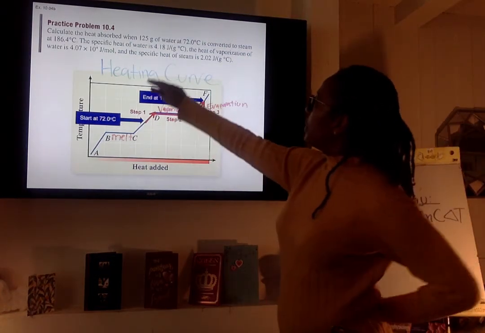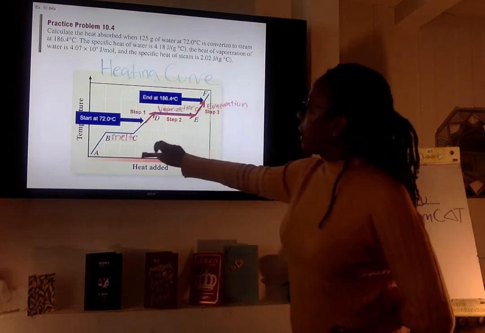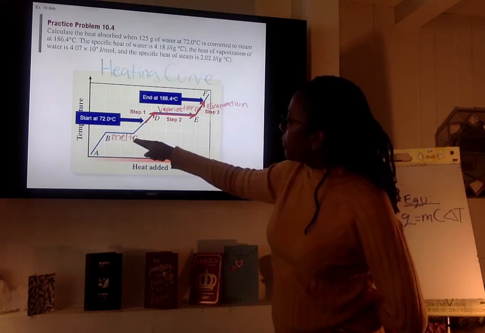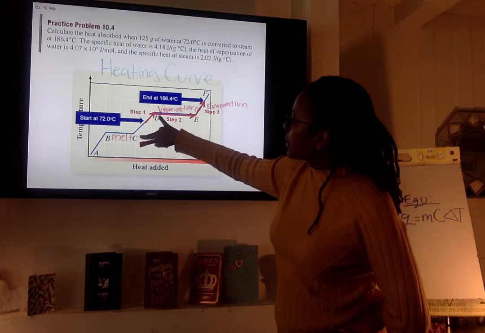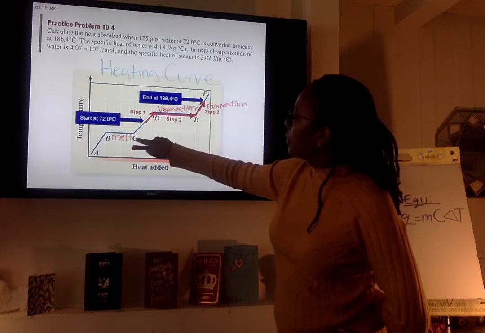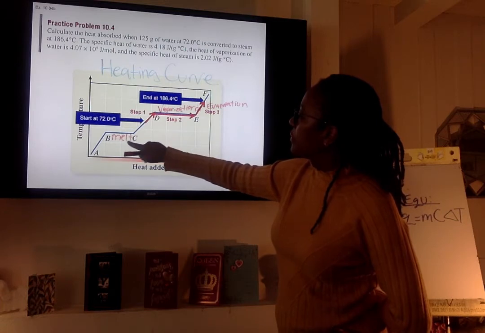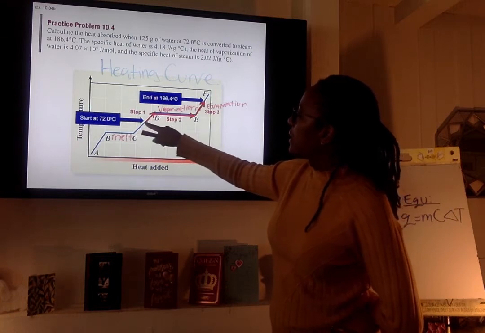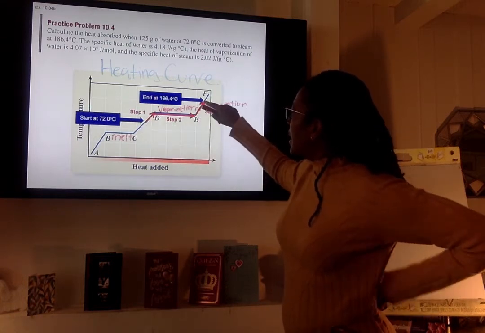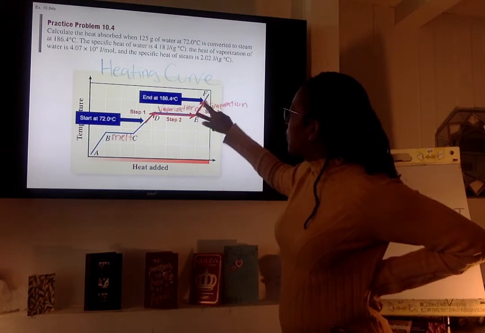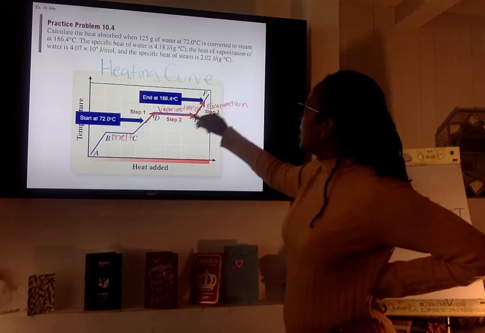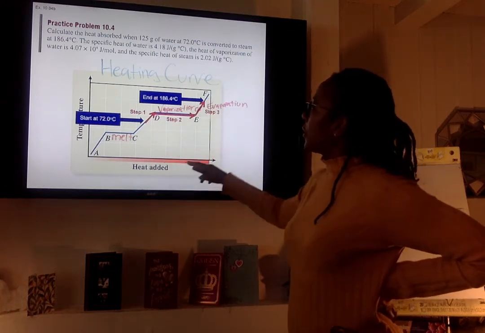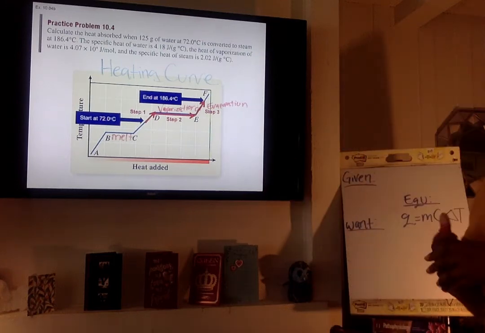So when this is saying that it absorbed heat, you can see here it absorbed heat at the point of switching phases from a liquid to a gas. It was at 72 degrees, and then it ended at 186.4. So it started here as a liquid, and then it went to a steam. And so it absorbed heat because it's on the heating curve, so it added heat in order to do so.